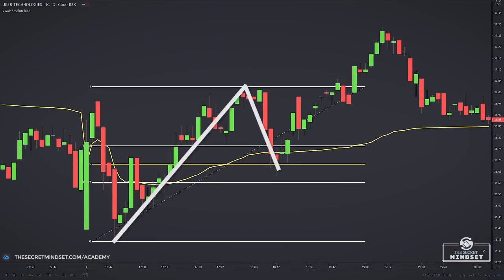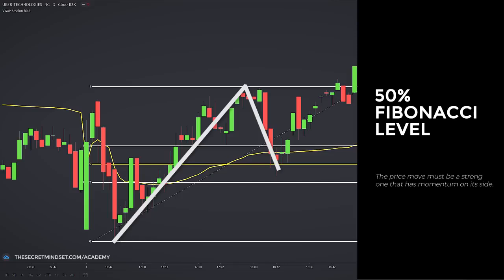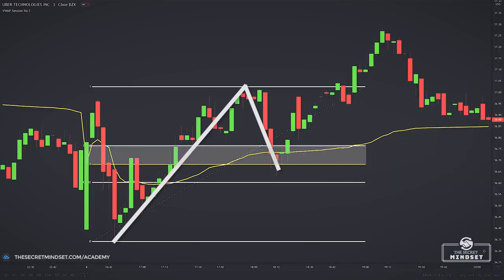That's why I started to pay extra attention to these areas. To draw effective support and resistance levels using the concept of the 50% retracement, the key is the price move you choose. The price move must be a strong one that has momentum on its side. I primarily use only the 50% level, but for me it's an approximate 50% retrace. That means if a valid signal forms near the 50% level, say anywhere from a 50% retrace to a 60% retrace, I will also count that as a valid retracement.